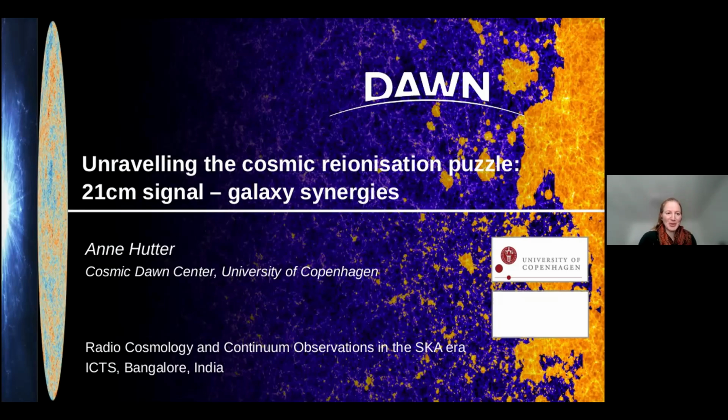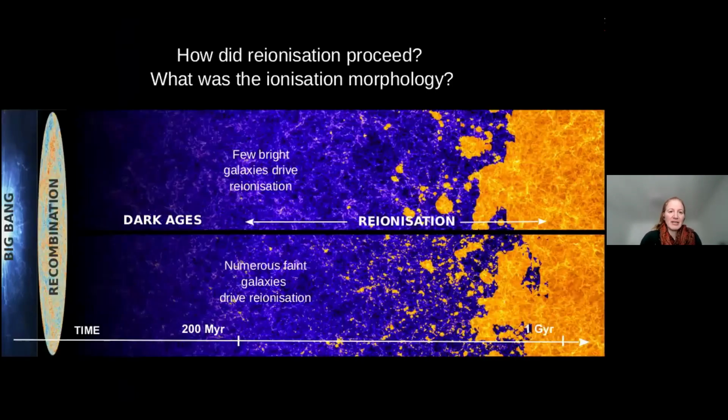So what I want to talk about today is how we can unravel reionization with 21 centimeter galaxy synergies. And the question I have been asking myself essentially is, first of all, how did reionization proceed? And what was its ionization morphology? To put it short, what was the ionization history of the intergalactic medium? And which sources drove reionization?